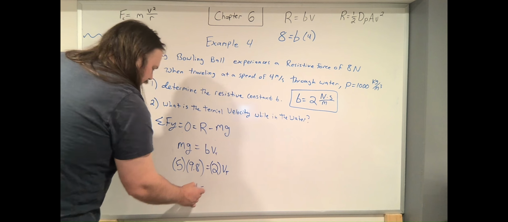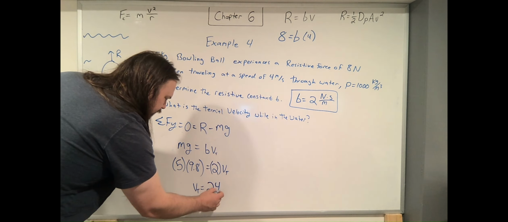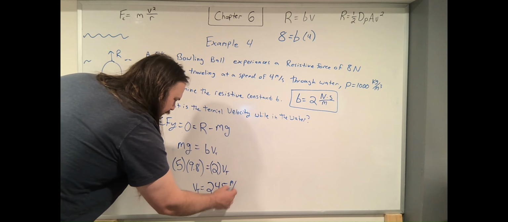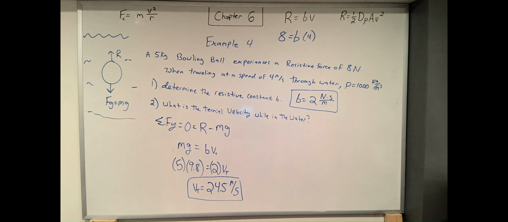I want you to go ahead and solve for the terminal velocity. Not hard. We got 5 times 9.8 divided by 2. Terminal velocity of a bowling ball that travels through water: 24.5 meters per second. So like I said, these problems are not too difficult. You do a couple of them and you've pretty much got it. So we'll do one here with the resistive force for a high speed, and that'll probably be where we end this lecture. I'll be right back with another example.